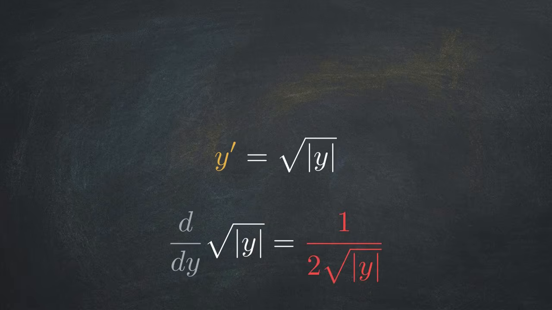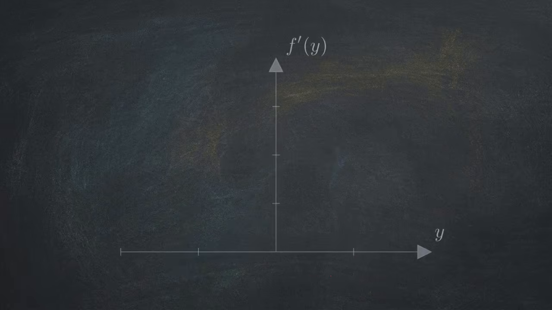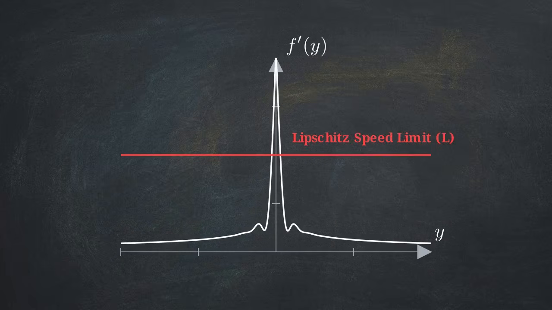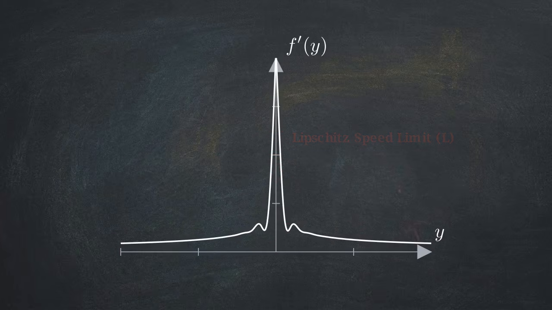If we look back at the fractured square root equation, we can immediately diagnose its structural failure. The derivative of the square root function approaches infinity exactly at 0. That infinite spike violates the Lipschitz speed limit, shattering the determinism of the equation.